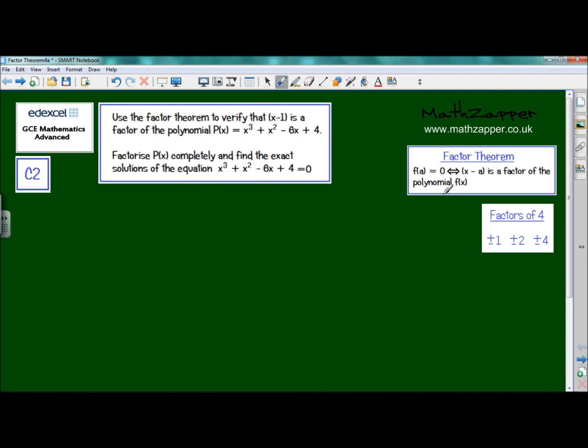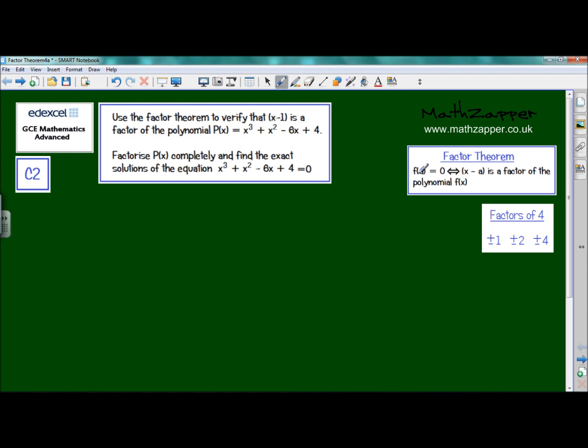First of all, let's remind ourselves of the factor theorem, because that's going to be useful in proving that x minus 1 is indeed a factor. It says f of a, so some numerical value a, equals 0 only if x minus a is a factor of the polynomial f of x. Well, in this case, the polynomial p of x is x cubed plus x squared minus 6x plus 4.